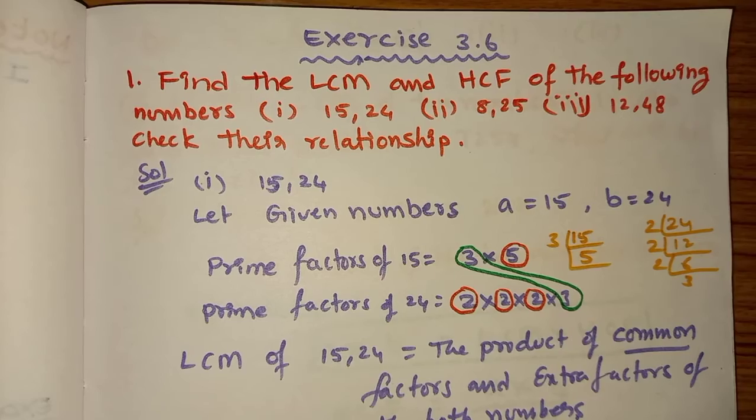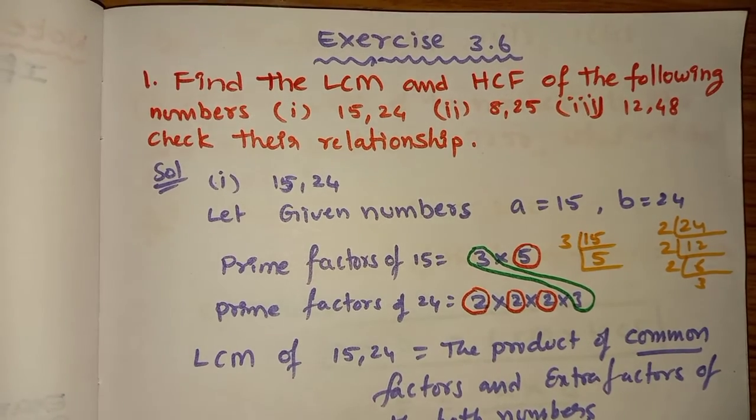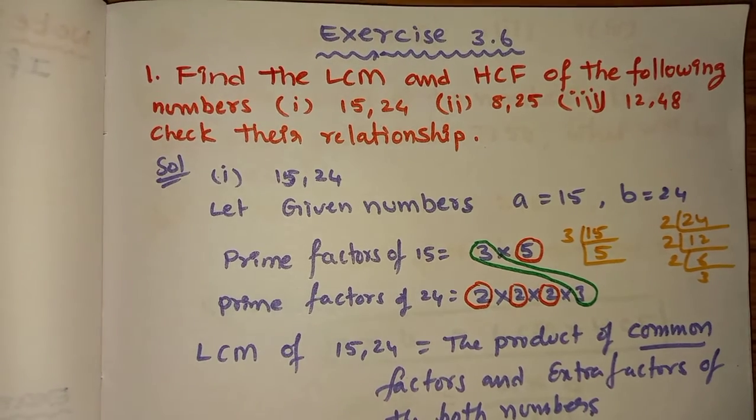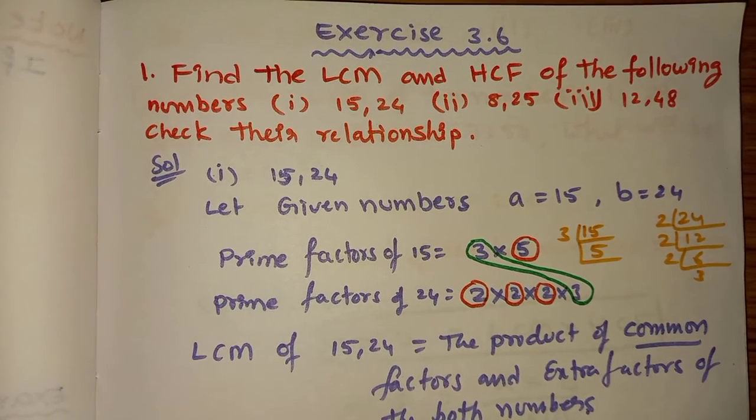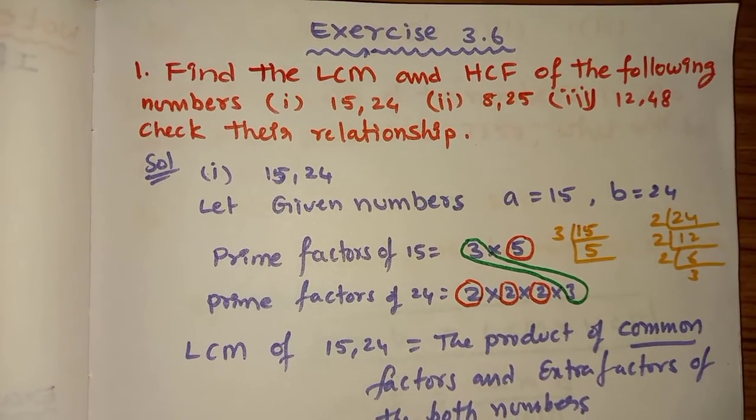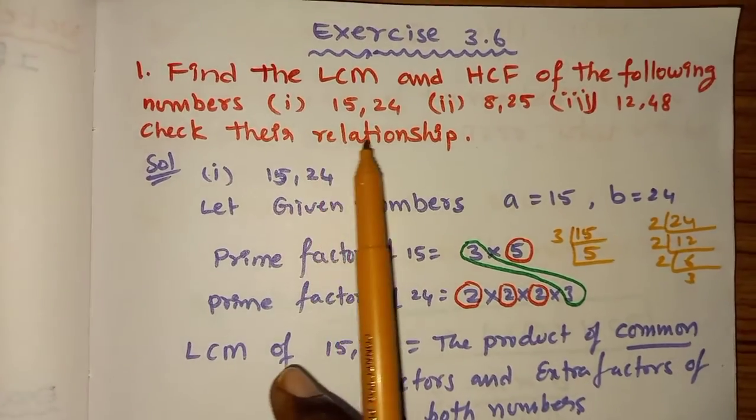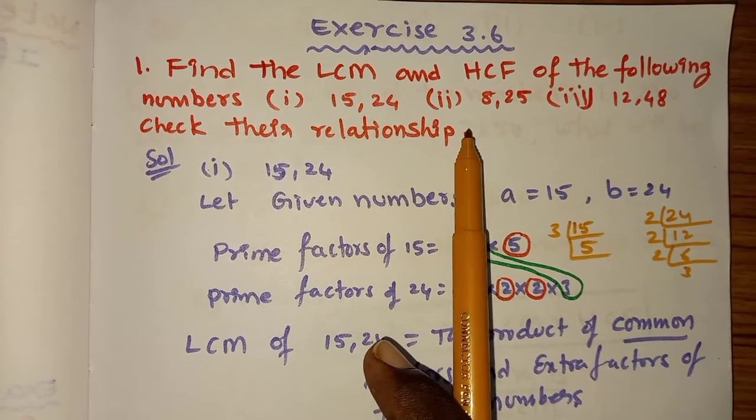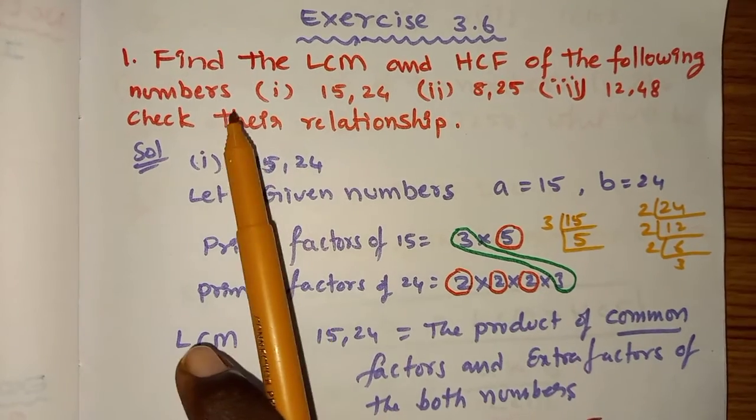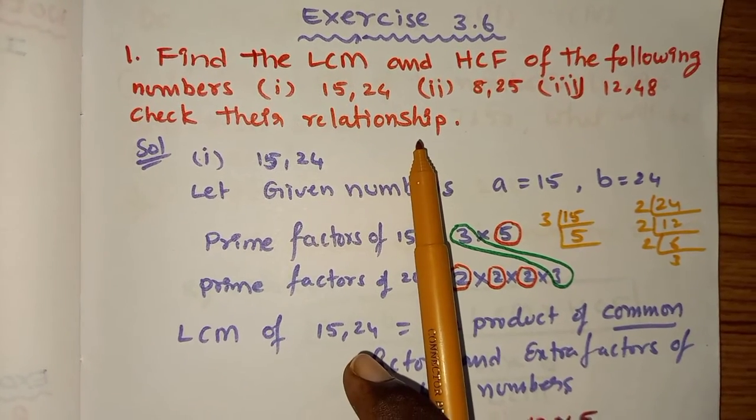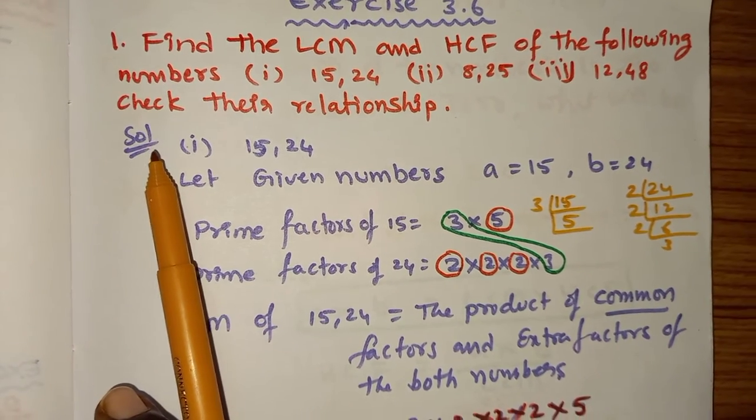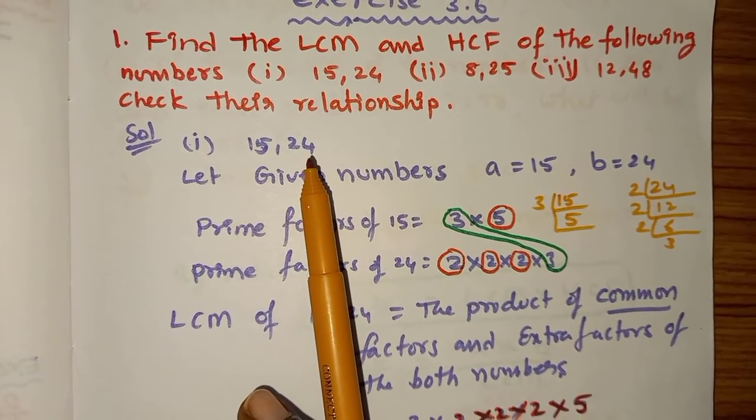Now we will move to exercise 3.6. First question, find the LCM and HCF of the following numbers. In the first question, the sub questions are 15 and 24, 8 and 25, 12 and 48, and check their relationship. This is the first model. Now we will find the solution of the first question, 15 and 24.